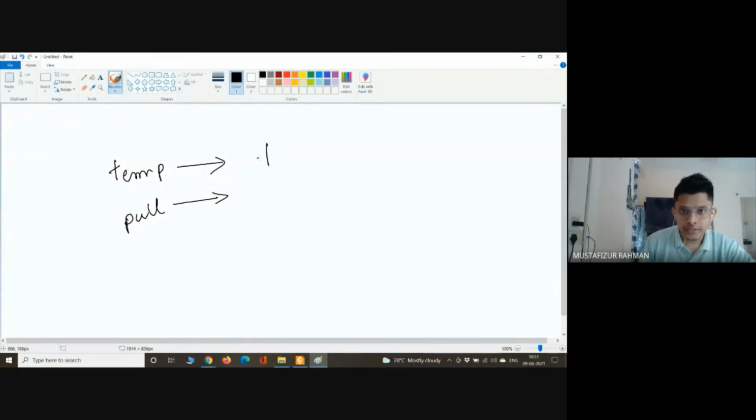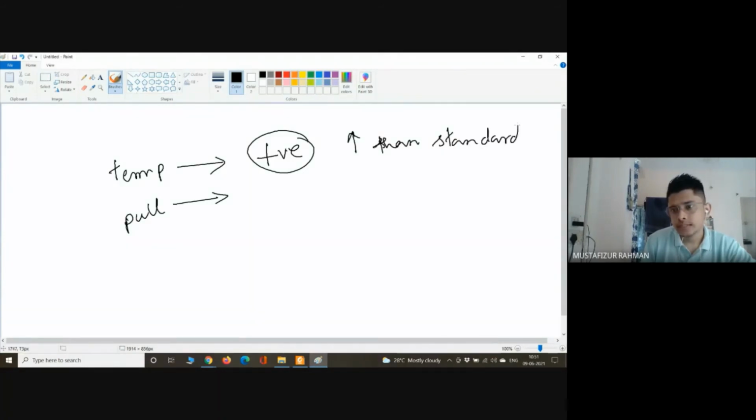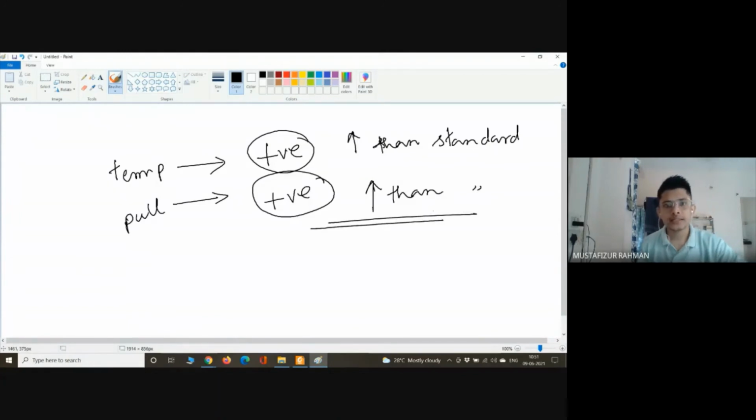It will be positive when the value is higher than standard. Pull also, it will be positive correction when the value is higher than standard. Okay, please remember this. Temperature correction will be negative when the value is lower. Pull correction will be negative when the value is lower. All other corrections that we are studying about are going to be always negative or always subtractive. So please remember this.